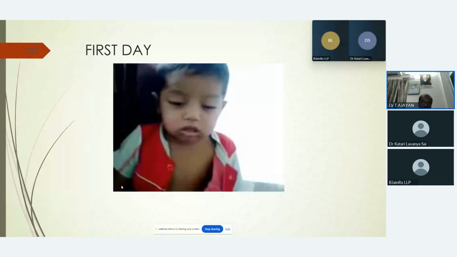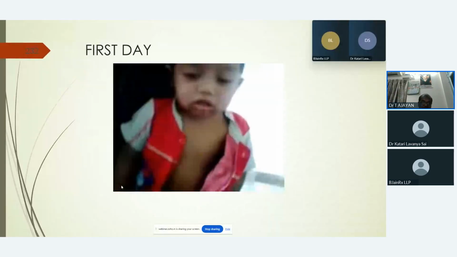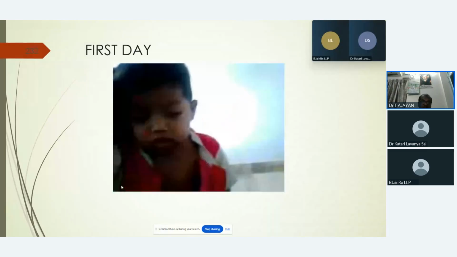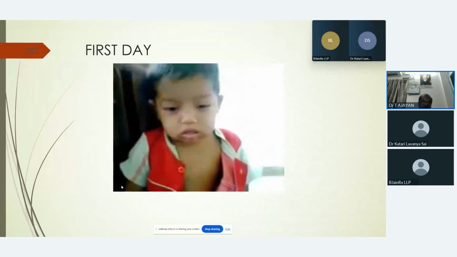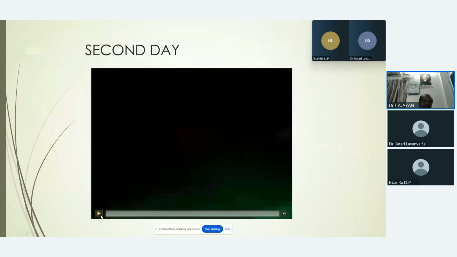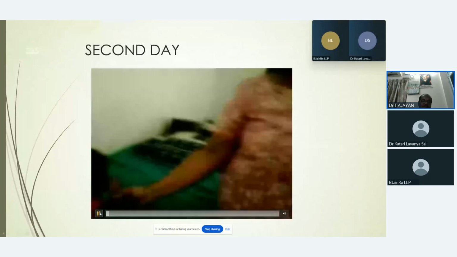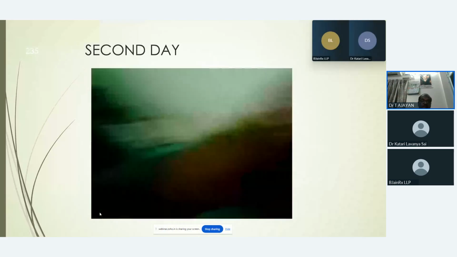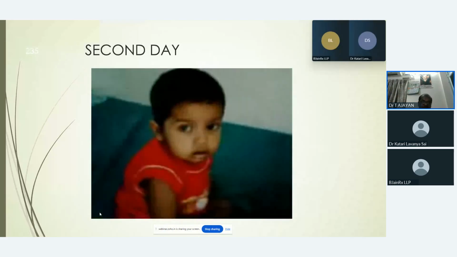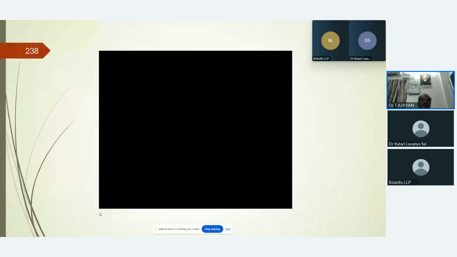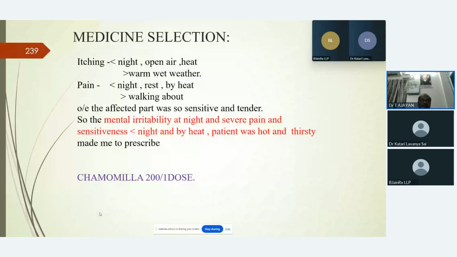It's a case of bronchopneumonia, with drooping of eyelid. Based on this observational symptom, the selected medicine is Antimonium tartaricum. The next day itself, the child is absolutely normal, with rapidity, gentleness, and permanence. Look at the face, absolutely normal. Here is another case.